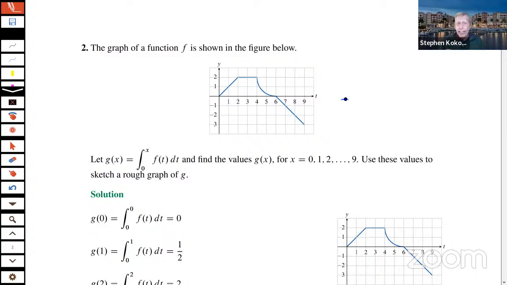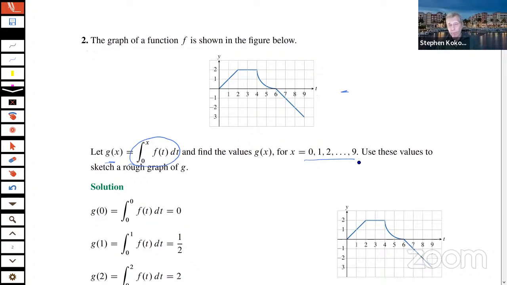So I'm going to define now this function g, which is a definite integral from 0 to x of f of t dt. And what I'd like to do is to use this graph, use an interpretation of this definite integral to see if I can evaluate g for these integer values. And then when I'm done with all that, I'm going to cheat a little bit with technology, and put it all together and try to get a rough graph of this function g.